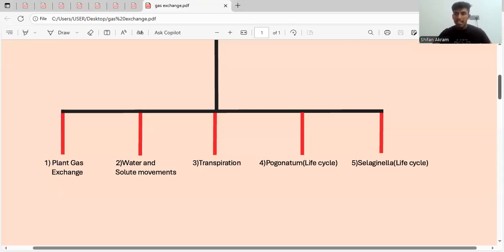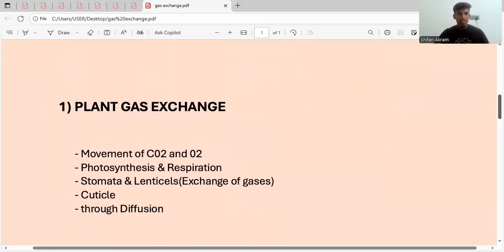So what is plant gas exchange? Gas exchange is the movement of carbon dioxide and oxygen in and out of the plant during photosynthesis and respiration, right? Because plants carry out both photosynthesis and respiration. In both of these processes, gas exchange occurs. In photosynthesis, carbon dioxide is used up and oxygen is produced, and the opposite occurs in respiration.